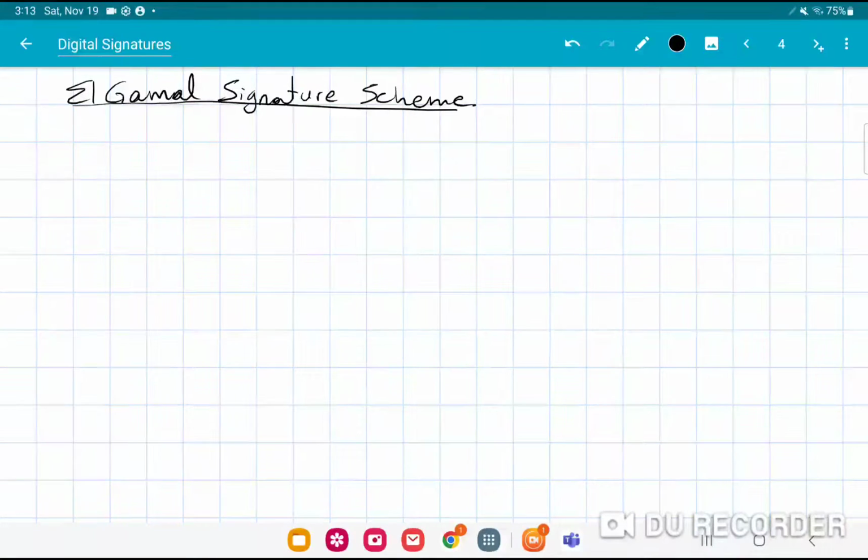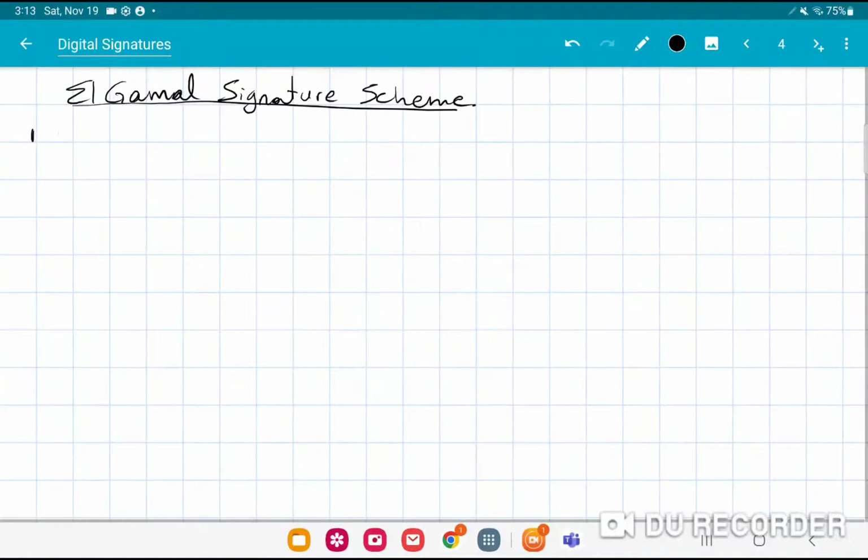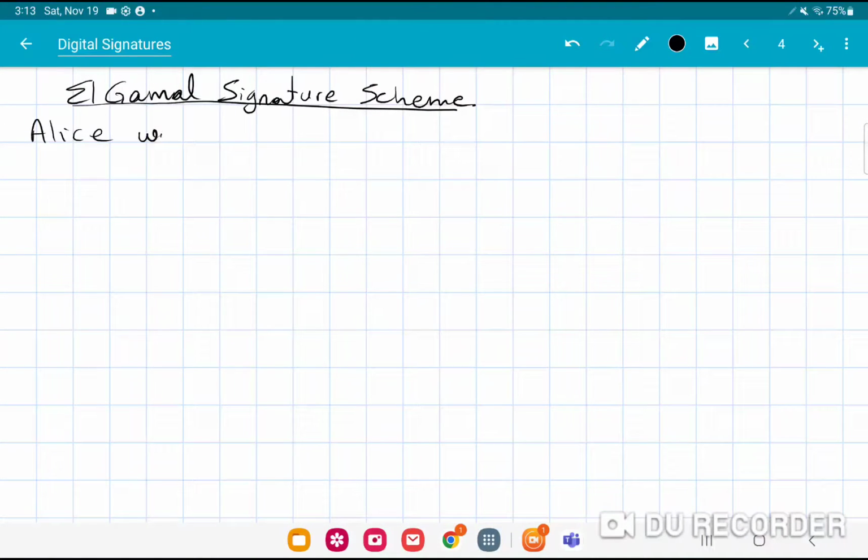So again, the same scenario. Alice wants to sign the message. The message is not secret. That's not the problem. We don't hide the message. What we're sending is the message signed by Alice, sent to Bob. Even in the previous example we saw, the message is not hidden. We're not encrypting the message.